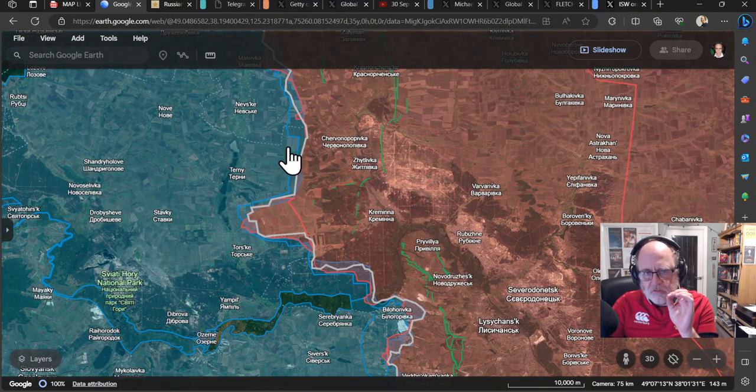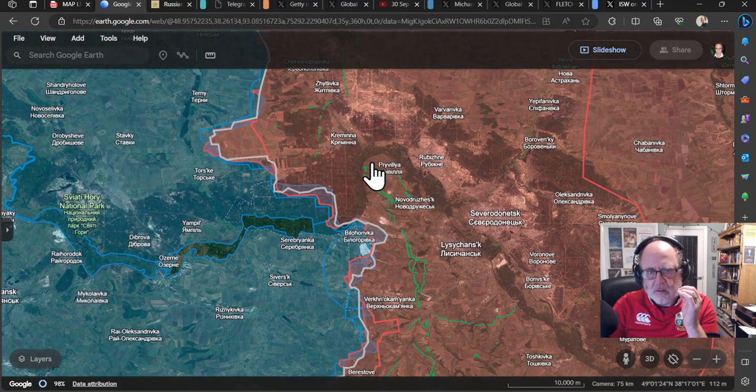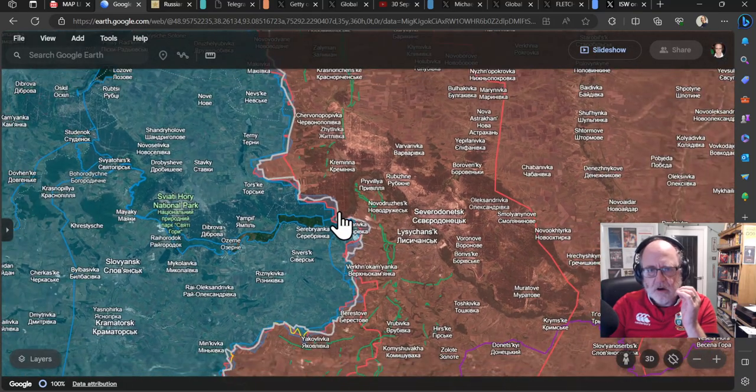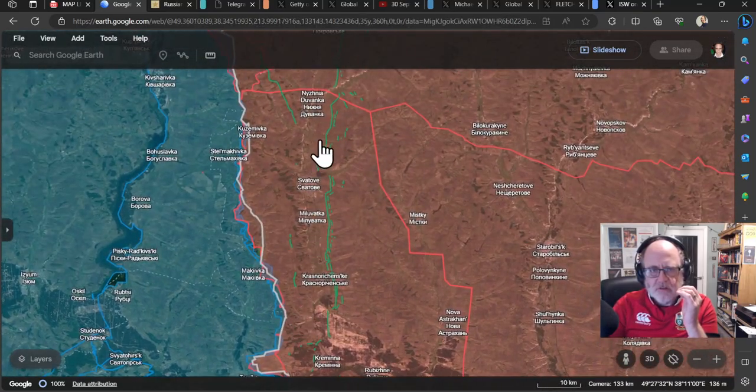Now, what's great is we can import other data sets, like in green. These are the trench lines that have been built.